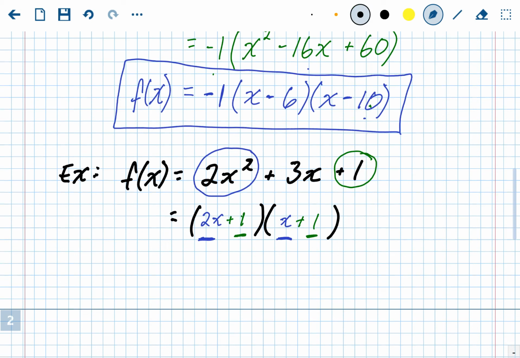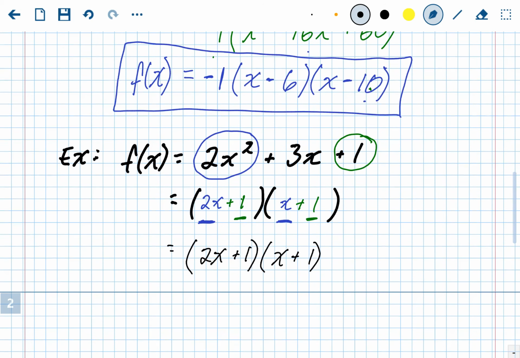But is this factored form? So we got 2x plus 1 and x plus 1. Well, it is factored, but it comes down to your a value. The a value in the original was 2. The a value in this one is not 2, it's 1. Now in true factored form, and again, we're not going to do many of these, especially not in this online version.